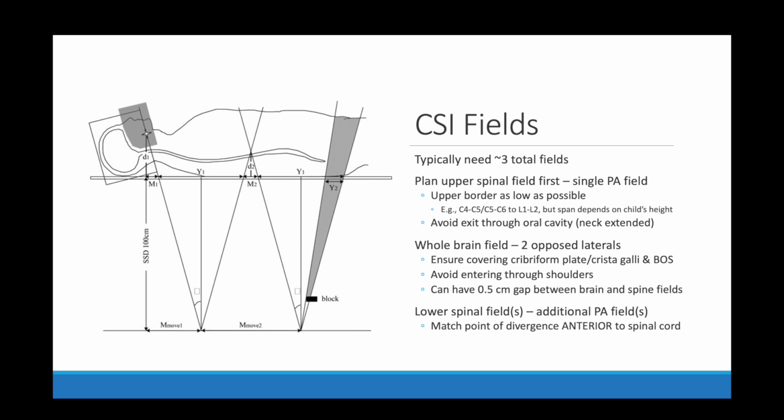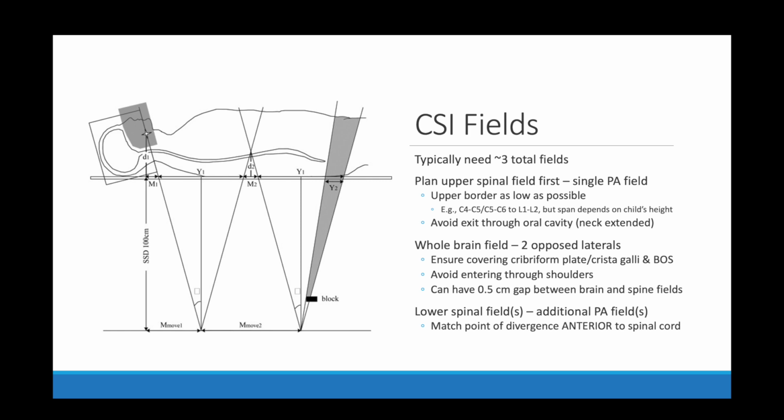So ideally around C4, C5 or C5, C6, and depending on the child's height, it'll probably go down to about L1, L2. When we design this field, again, upper border as low as possible, and we want to avoid exit of that divergent beam through the oral cavity. Hence, we simulate the patient with the neck extended.